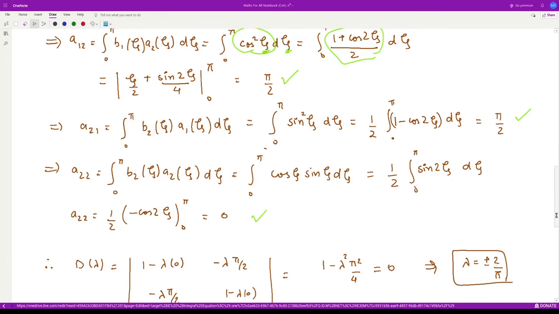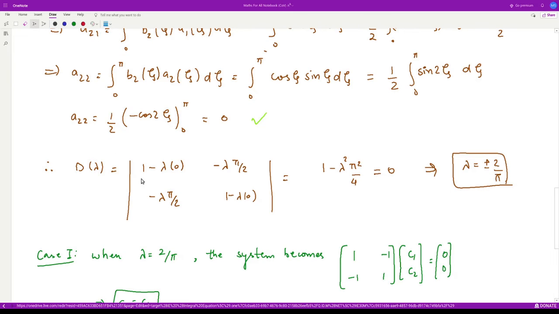So we obtain D(lambda) is equal to the determinant of [1 minus lambda, pi by 2; pi by 2, 1 minus lambda], with 0 minus lambda into pi by 2 and so on. If you take the determinant, it is equal to 0, and we need those values of lambda for which D(lambda) is equal to 0. So we substitute D(lambda) equal to 0 from here, we get this. So that means these are the eigenvalues.